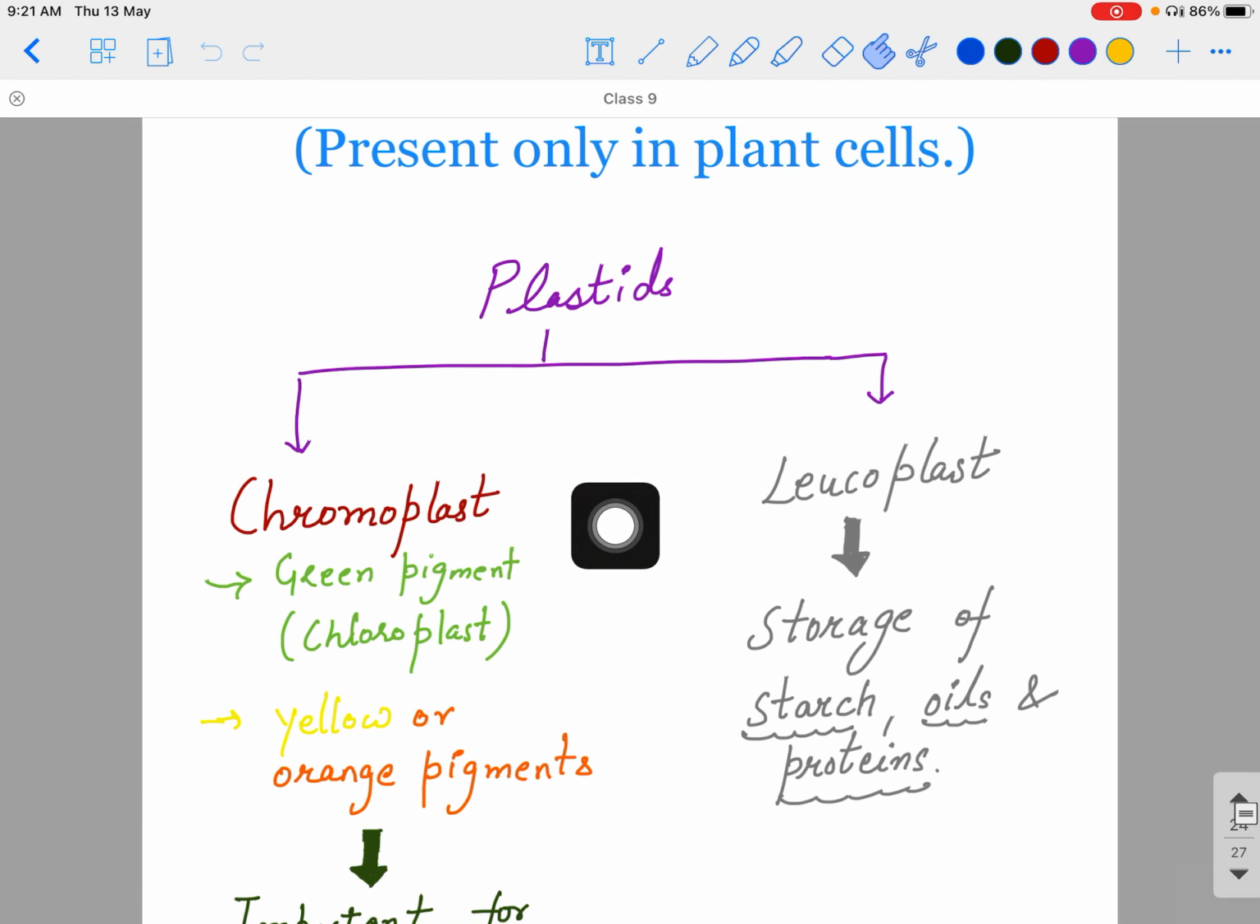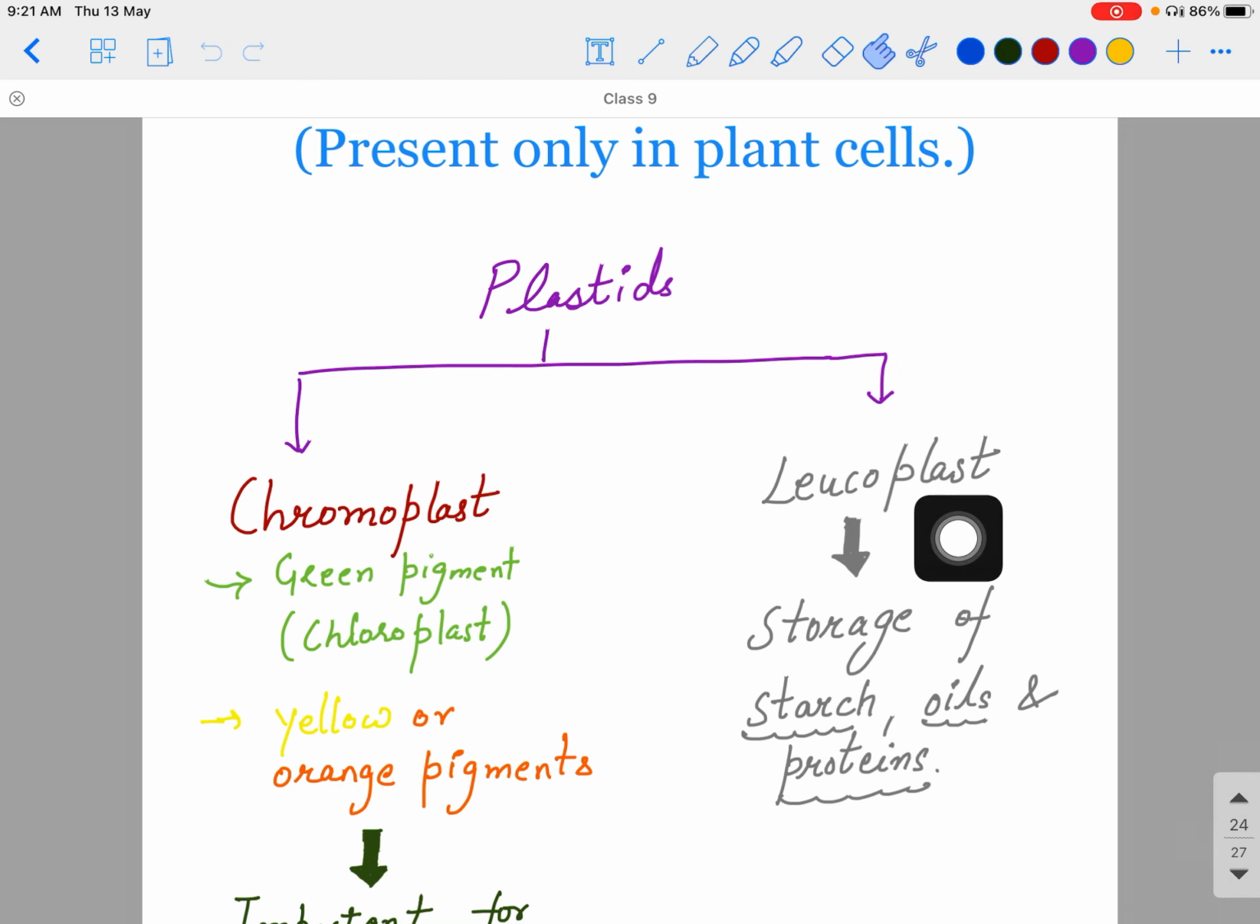Plastids are categorized into two types depending on the color of pigments contained in them. If the plastids have colored pigments, then they are called chromoplasts. They can be of two types. Chloroplast contains green pigments. So if the pigment is green in color, it is chloroplast. Another type is chromoplast, which contains yellow or orange pigments.